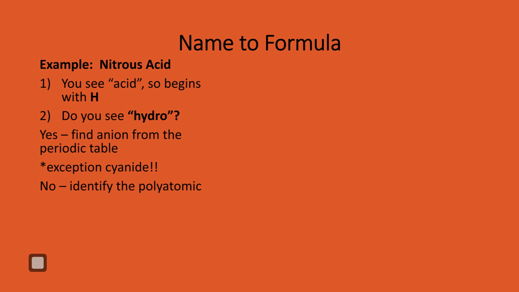If no, identify the polyatomic ion, not cyanide, the oxy acid, again, the polyatomic with oxygen. All right, ic goes back to ate, ous goes back to ite, so we basically do the opposite. So if I look at this particular compound, this is nitrous, so I'm looking at nitrite. Okay, so the above one is HNO2. Okay, HNO2.